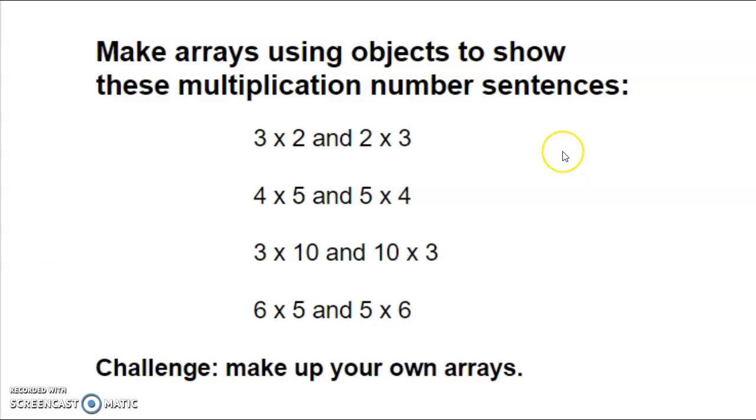So, the learning for you to do today is to make arrays using objects to show these number sentences. So you need to show 3 times 2 and 2 times 3. And then the next one, 4 times 5 and 5 times 4. The next one is 3 times 10 and 10 times 3. And then the next one is 6 times 5 and 5 times 6. And then your challenge would be to make up your own arrays.